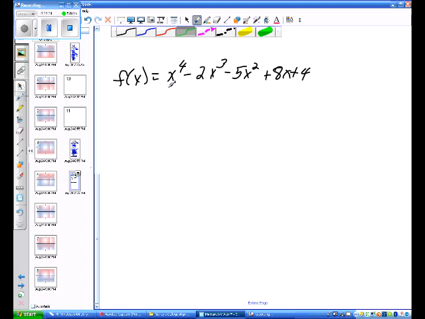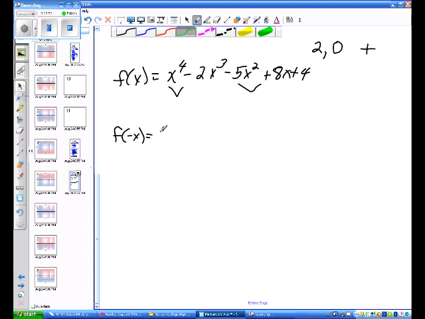So we'll start with our sign changes. We went from a positive to a negative, so that was 1. Here we went from a negative to a positive. So we had a total of 2 sign changes. So that says we either have 2 or we reduce it by an even number, 0. So we have 2 or 0 positive real roots.